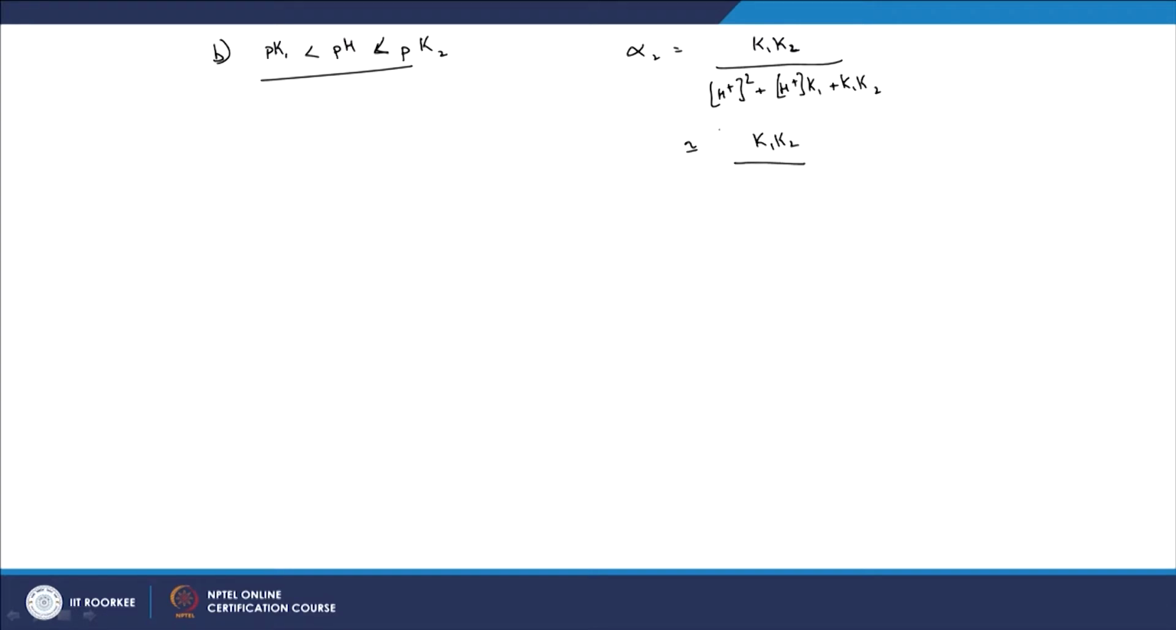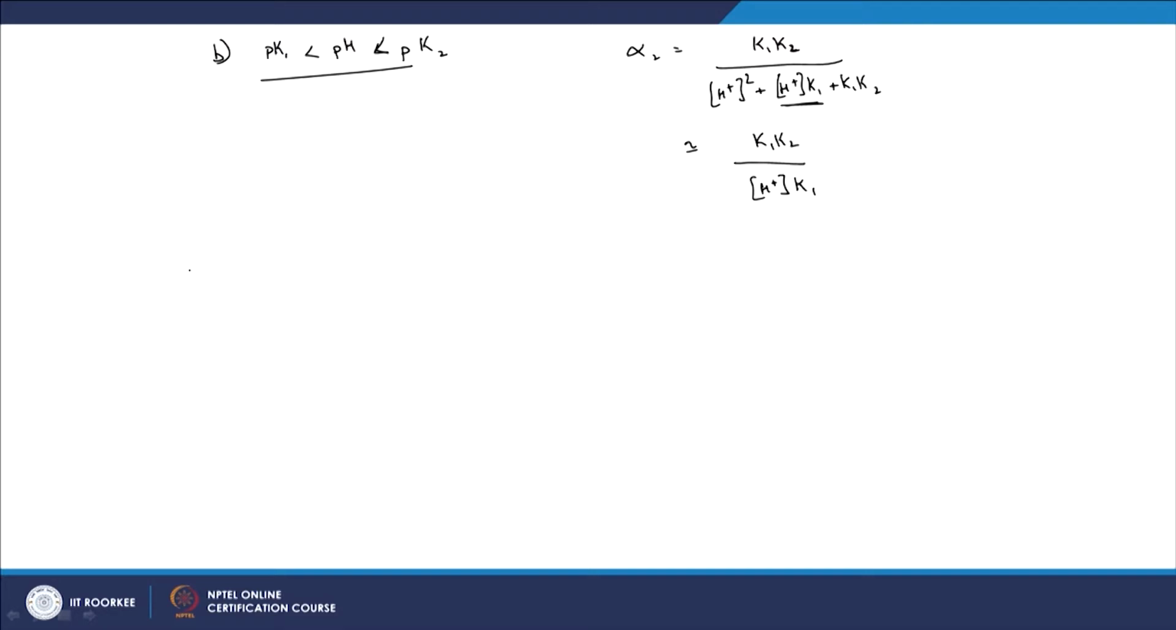So the next aspect is part B, when the pH is between pK1 and pK2. So obviously in this case, what will alpha 2 turn out to be? We know alpha 2 was equal to K1 K2 by [H+]² plus [H+] into K1 plus K1 K2. So in this particular scenario, alpha 2 is now going to be equal to K1 K2 by, so which term is going to predominate? Obviously [H+] into K1.